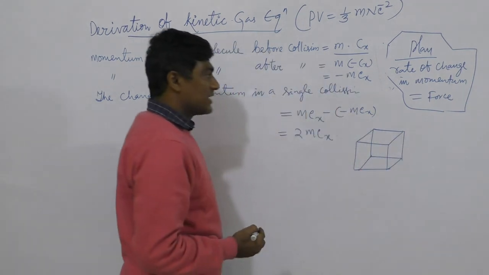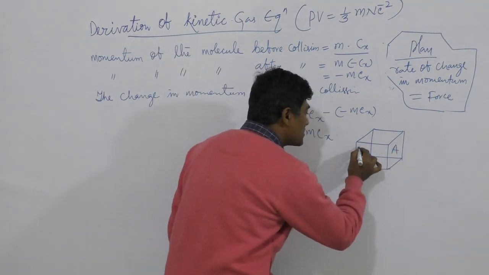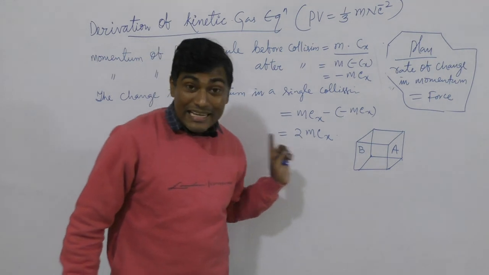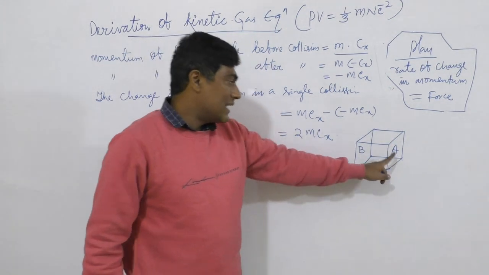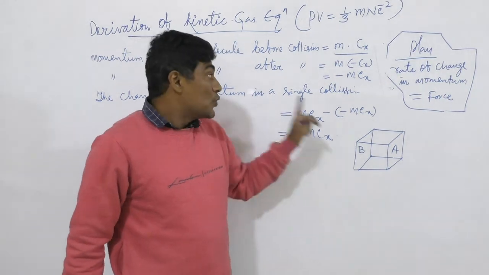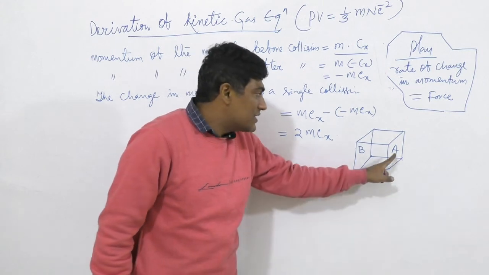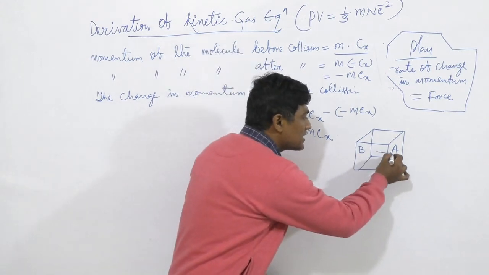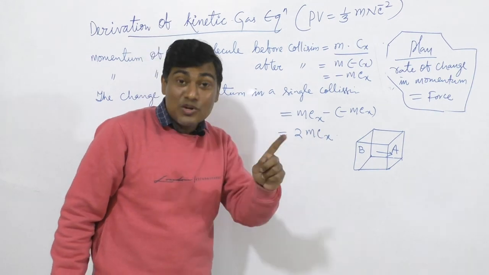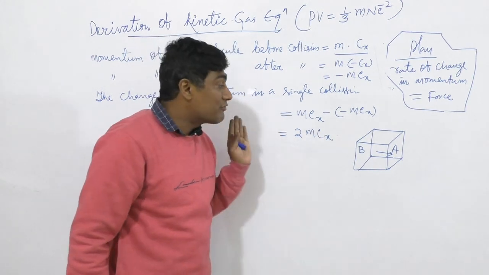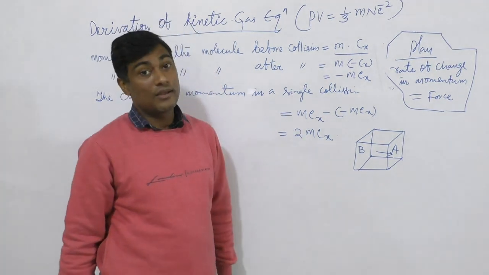When you are considering the x direction, say this is face A and this is face B. In the x direction, you have two faces, one is face A, one is face B. We have considered a single collision on this face A. For that single collision on face A, we have a change in momentum of 2mcx.